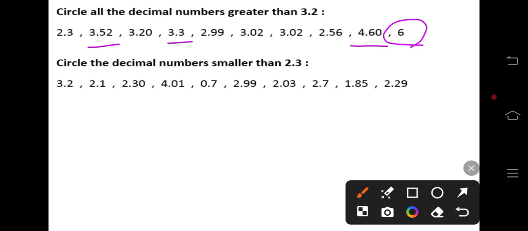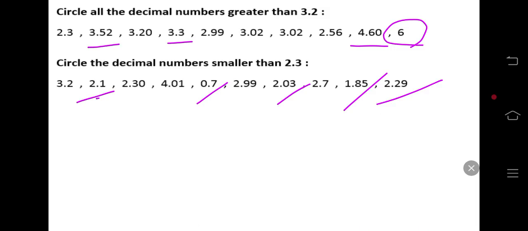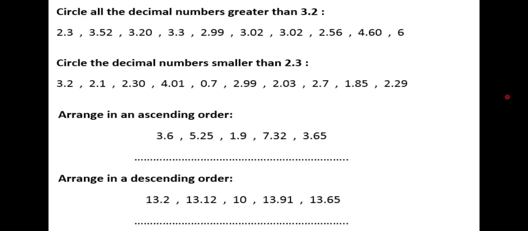Okay, circle the decimals that are smaller than 2.3, smaller than 2.1 and 0.7, 2.03, 1.85, 2.29. There are no numbers. Okay, arrange in ascending order, start from the smallest decimal number.